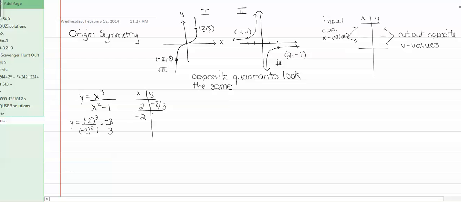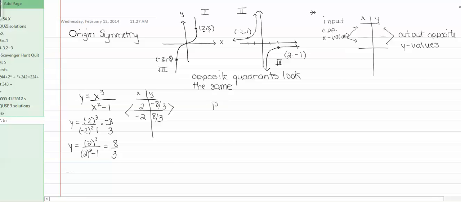But when I put in the positive 2, you can see now the numerator is going to be a positive number, and the denominator is still going to be 3, which is showing me what this idea over here is about: input opposite x's, output opposite y's. And so if I were to plot those, I'd see that they lie in opposite quadrants, plot both of those points.